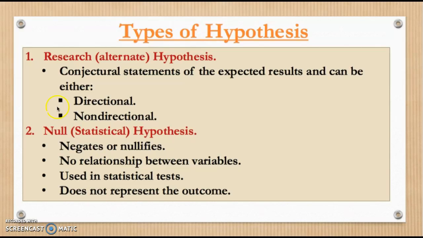A non-directional hypothesis states only that there will be a relationship but doesn't indicate the direction. There will be achievement differences between the groups of children using cooperative group strategies or individualized instruction. The second type of hypothesis is the null statistical hypothesis.